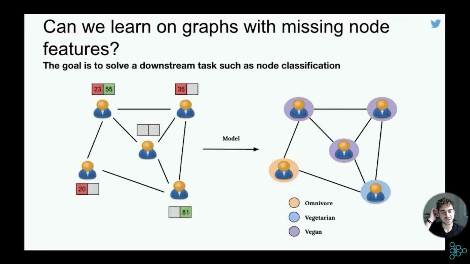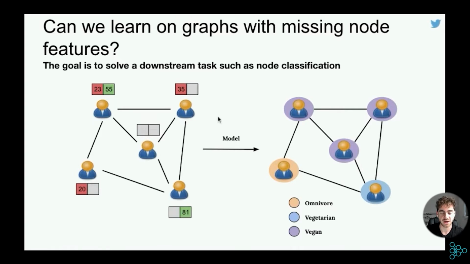So the research question becomes, can we actually do learning on a graph where we're missing node features? And again, here the goal is to solve a downstream task, such as node classification, which I talked about before. So here I'm giving another example where we want to predict the diet of the user, whether it's an omnivore, vegetarian, or a vegan, based on these features, which are half missing, and the graph structure. Clearly, we also need to know the labels for some of these nodes on the left. But in general, the important point is that we are interested in the downstream task. So we are interested in doing well at node classification. We're not necessarily interested in having the best possible reconstruction of the features themselves.